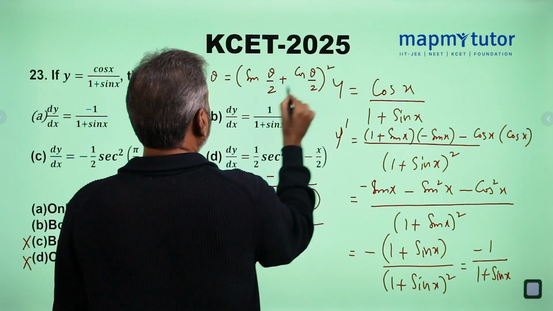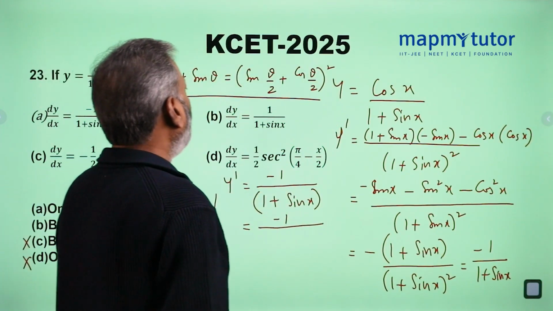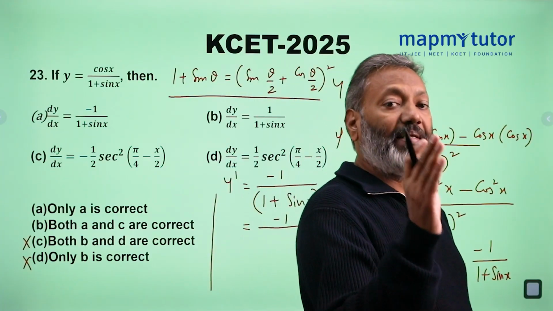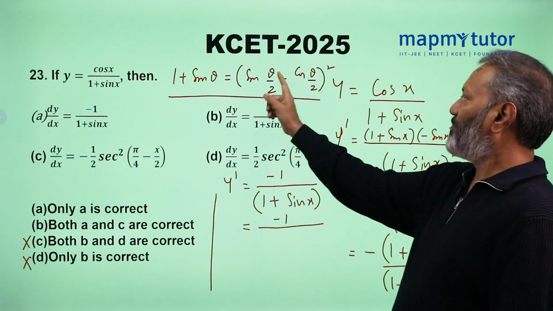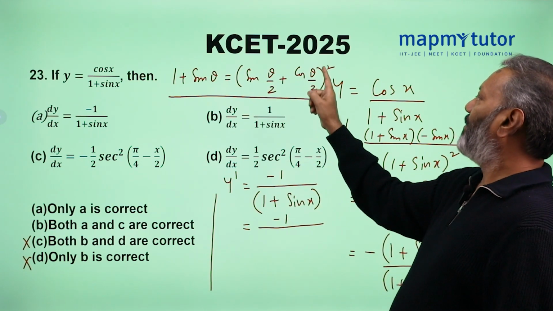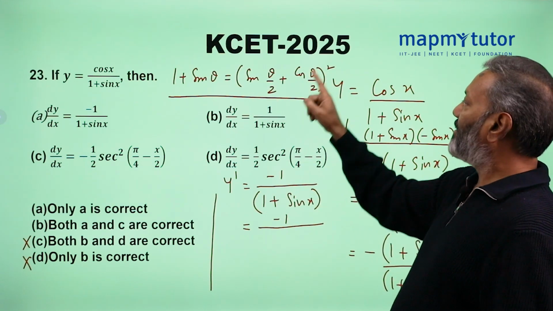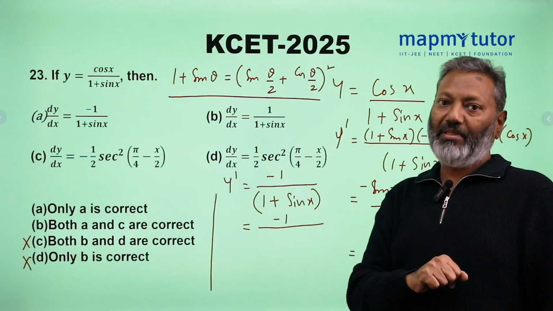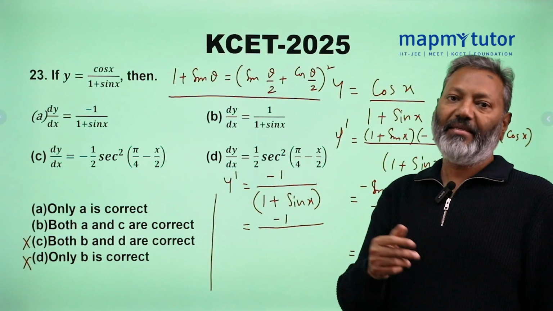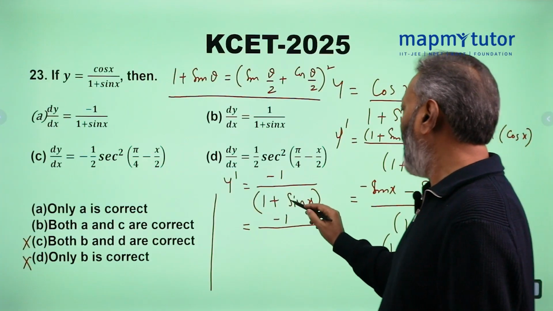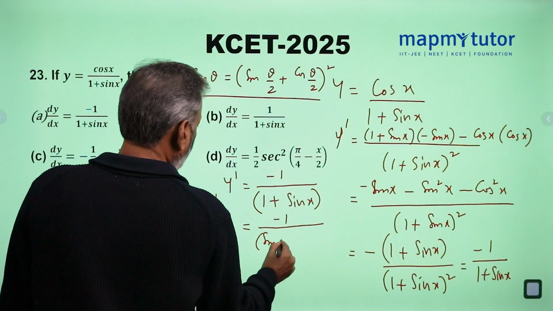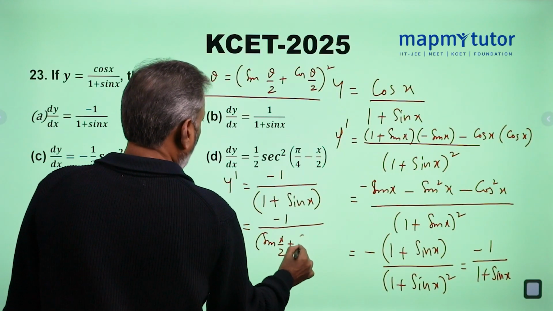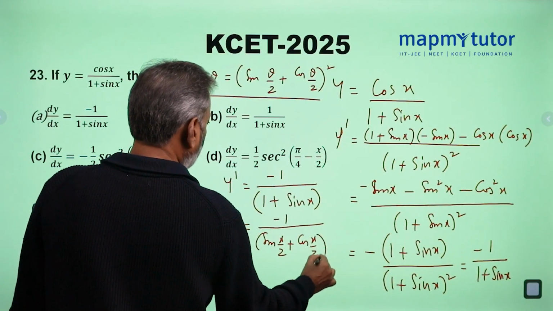You know this? 1 plus sin theta is always equal to (sin theta by 2 plus cos theta by 2) whole square. That is, if you expand, you will get sin square theta by 2 plus cos square theta by 2 plus 2 sin theta by 2 cos theta by 2. That means what? 1 plus sin theta. So, using which I can write this as (sin x by 2 plus cos x by 2) whole square.